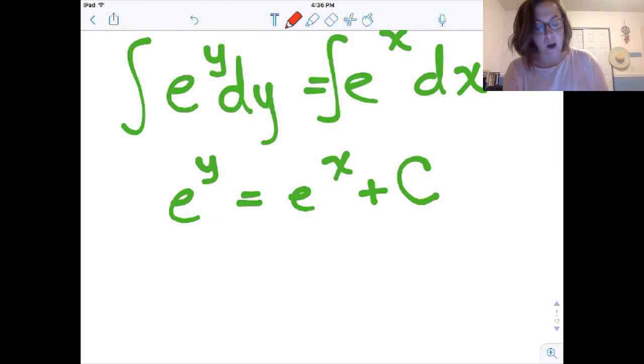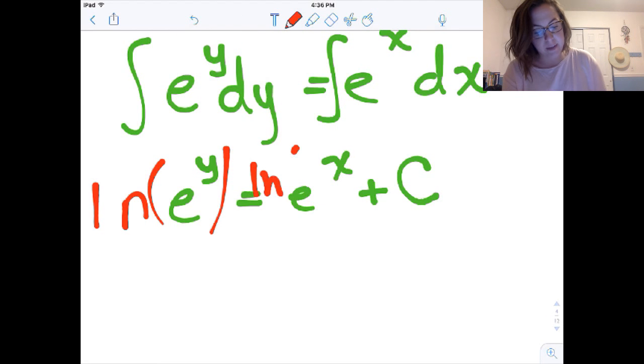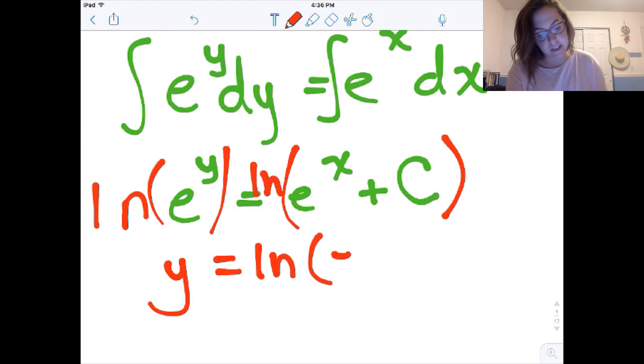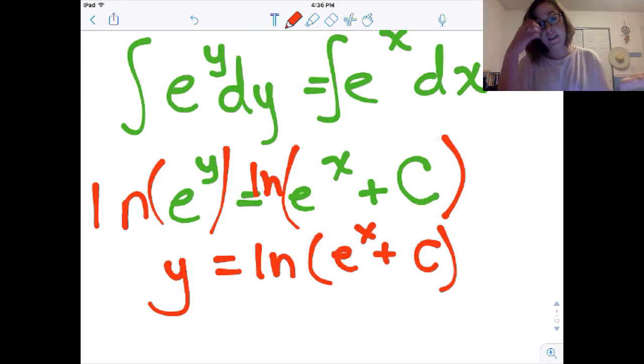So what I'm going to do here is take the natural log of both sides, and make sure you do it to the entire side. So this would just be y. And then this would be ln of e to the x plus c. Again, if I had an initial condition, I could solve it, but I don't, so I'm leaving it like that.